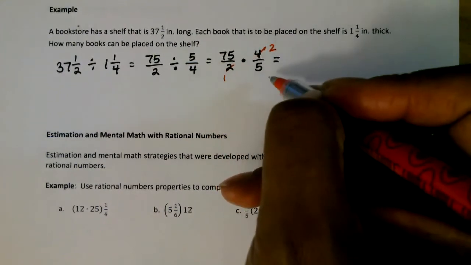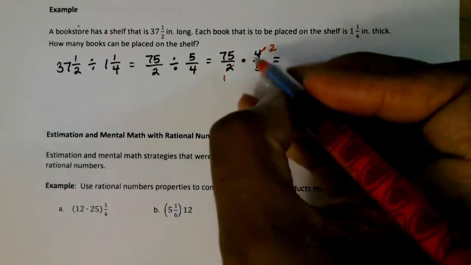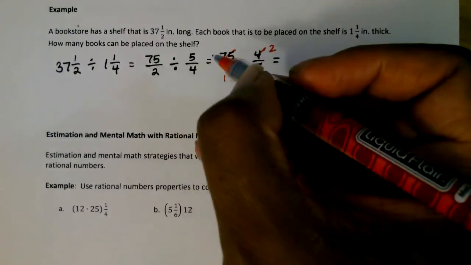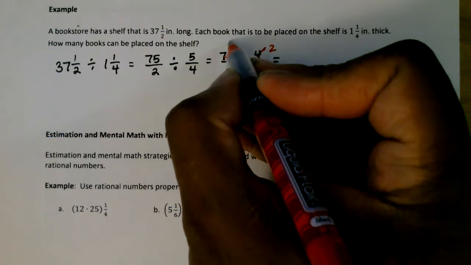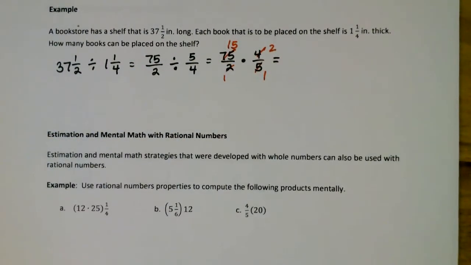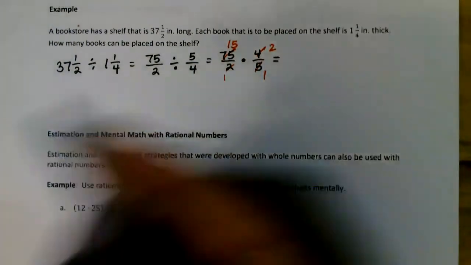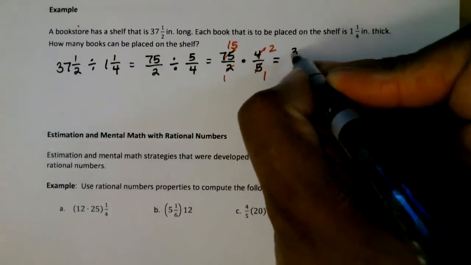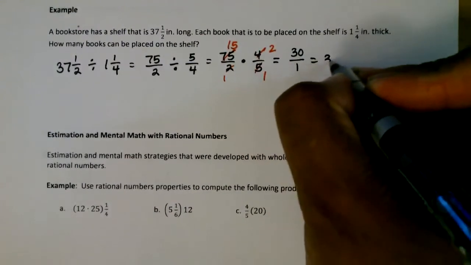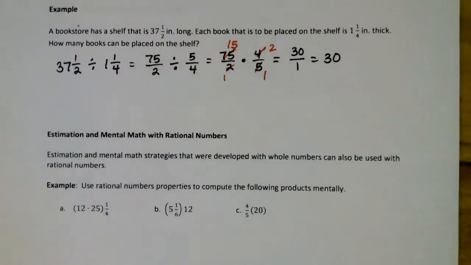I know 75 and 5 is divisible by 5. 5 goes into itself 1 time. 5 goes into 75 15 times. And then if I multiply 15 times 2, this will be 30 over 1 times 1, which will be 1. 30 divided by 1 will be 30. So that means here, 30 books can be placed on the shelf.